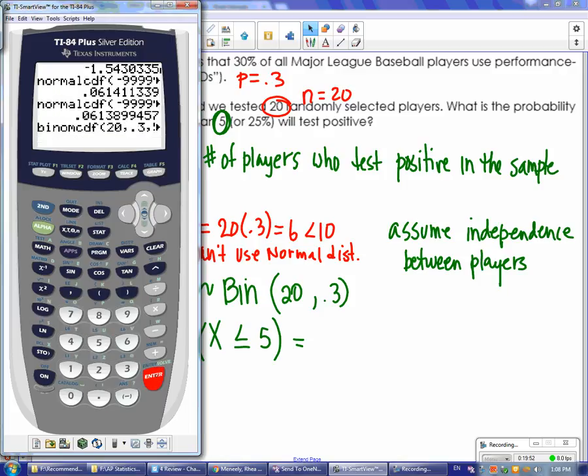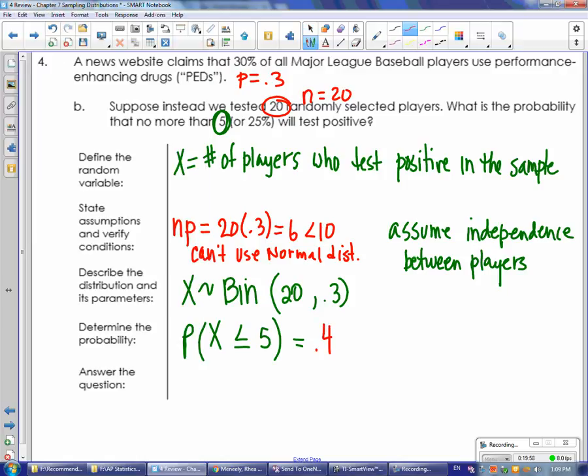And you get 0.4164. Okay. So it definitely would not be unusual to have less than 6 players test positive in a sample of 20, even if in fact the true parameter is 30% of these players use performance enhancing drugs.